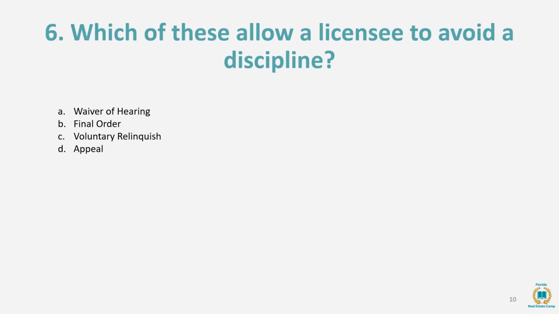Number 6, which of these allow a licensee to avoid discipline? Is it A, a waiver of hearing, B, a final order, C, voluntary relinquish, or D, appeal?